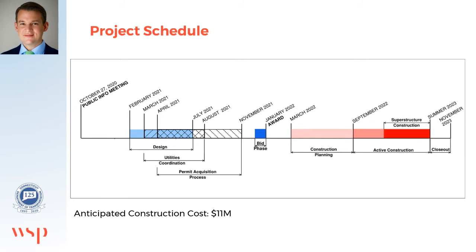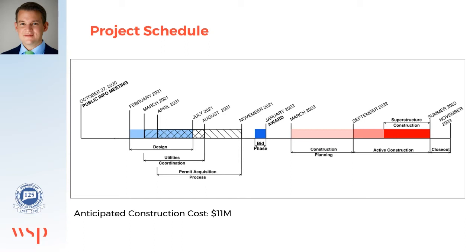Also, starting in March of 2022 will be the construction planning process, which will run through the fall. Starting then will be the active construction, and that will run through the following year into the summer of 2023, with closeout being at the end of 2023.